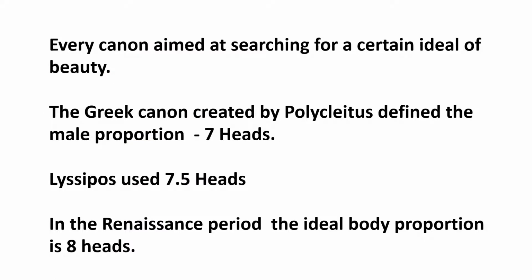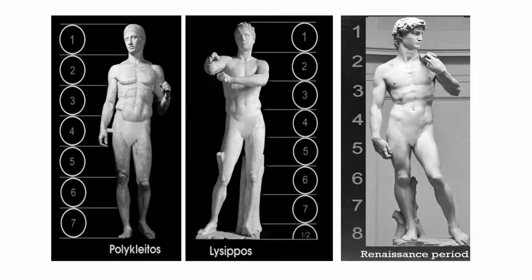Every canon aimed at searching for a certain ideal of beauty. The Greek canon, created by Polykleitos, defined the male proportion with 7 heads. Lysippus used 7.5 heads. In the Renaissance period, the ideal body proportion is 8 heads. You can see in this example Polykleitos in the first image, Lysippus in the second one, and the Renaissance period in the third one.